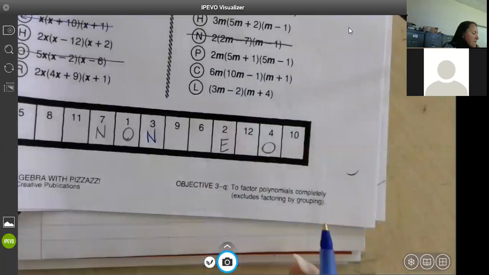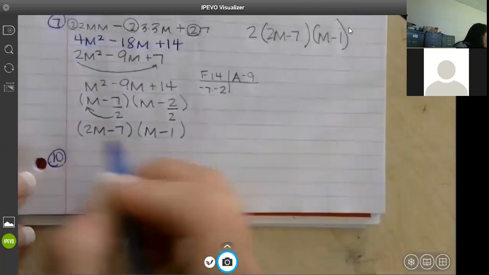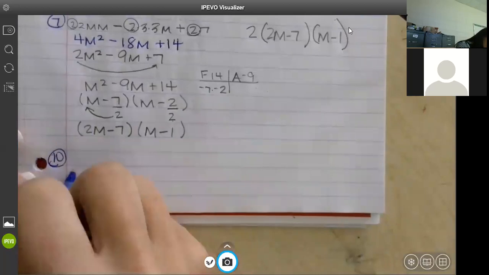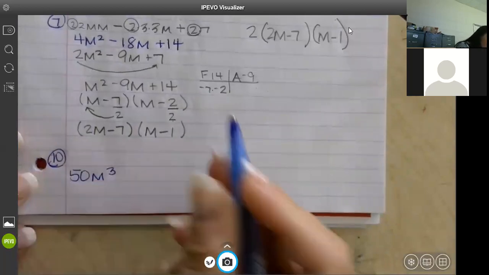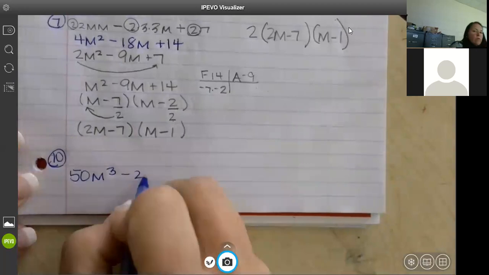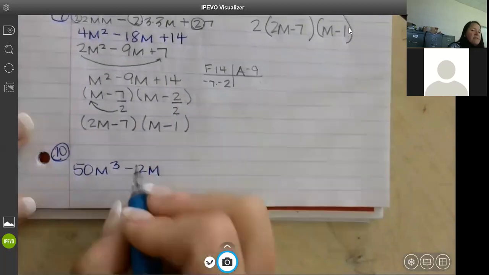I want to do number 10. So we have 50m cubed minus 2m. This one won't take much room at all, I can promise you that. And I'm going to do one more after this one, and then I'll be done. I told you 6, but I'm going to do 7. That's one last homework problem you got to do, so don't complain that I'm doing it with you, okay? 50m cubed minus 2m.